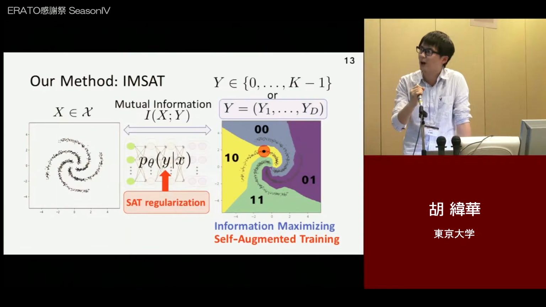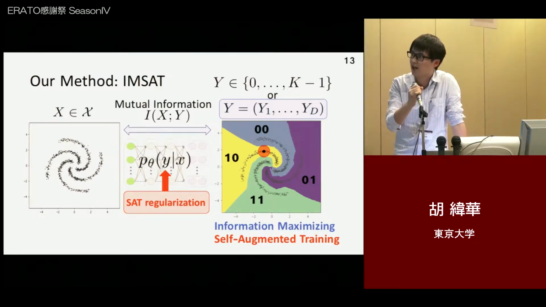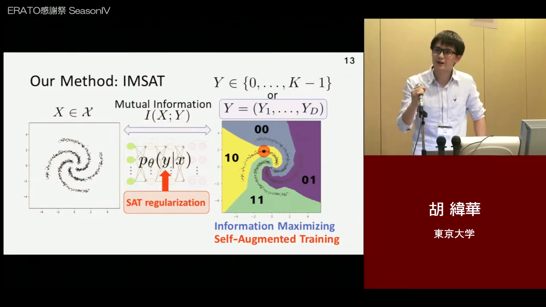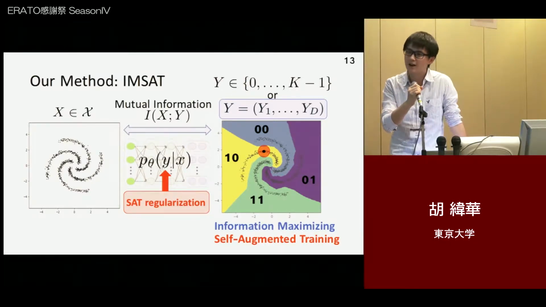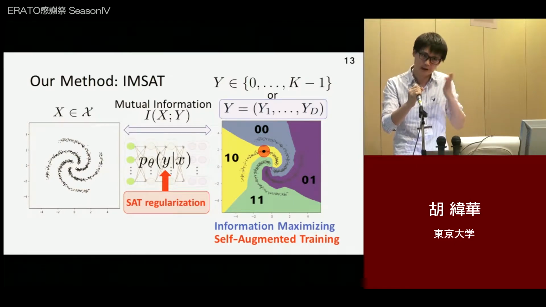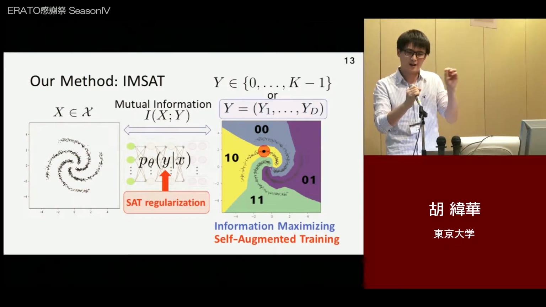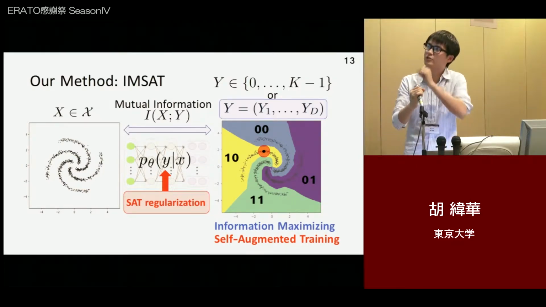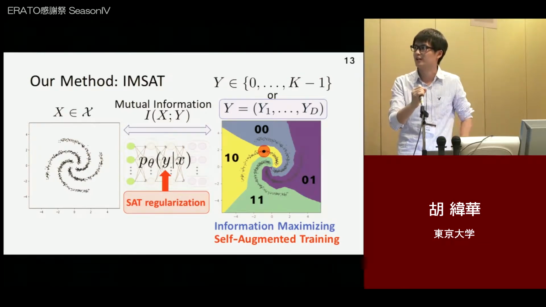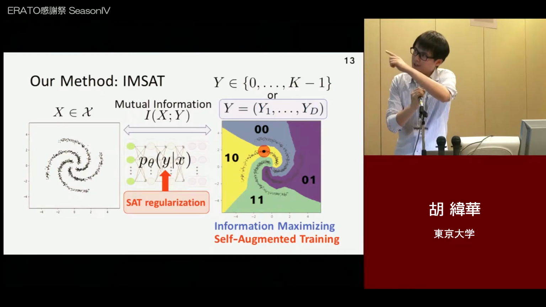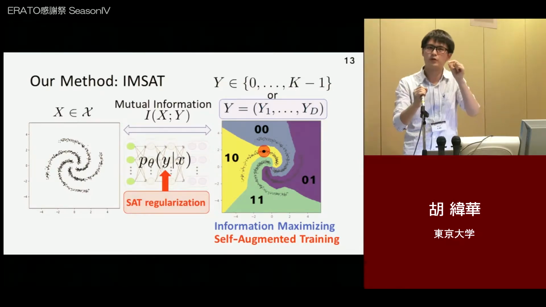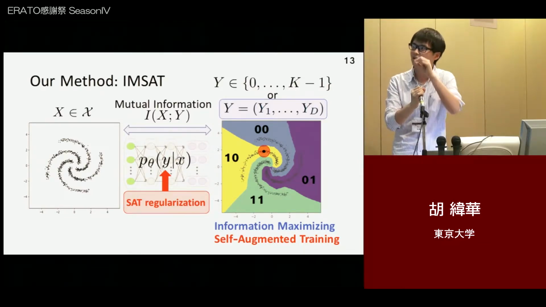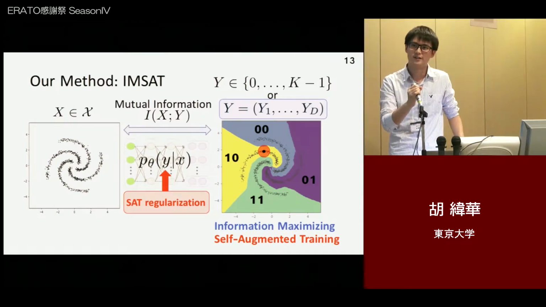And by using our method, IMSAT, as shown in the right figure, we are able to learn a decision boundary that is able to capture the cluster structure. And as we see, when we take the data points and perturb just a little bit, the cluster assignment does not really change in this right-hand figure case.